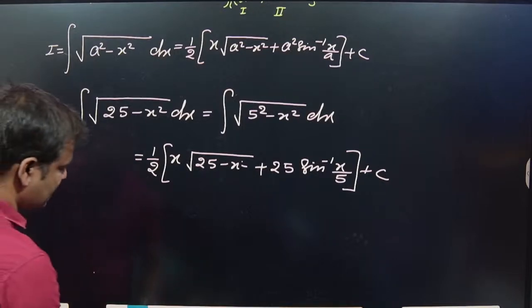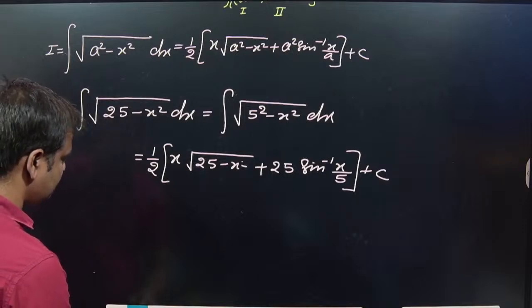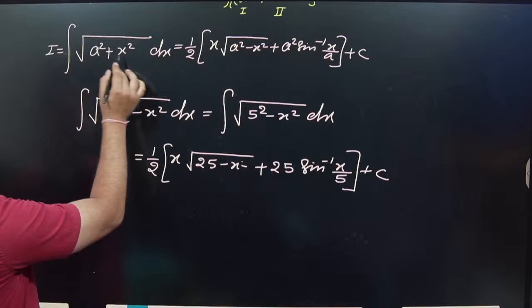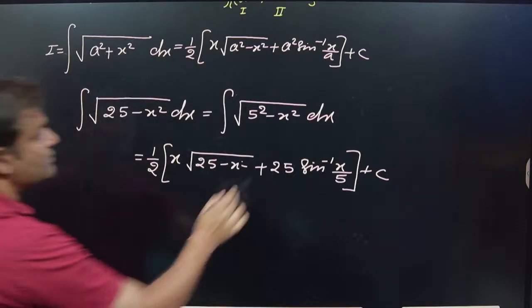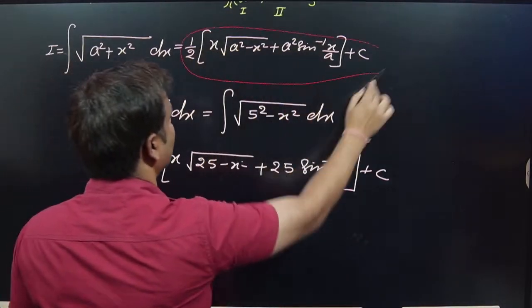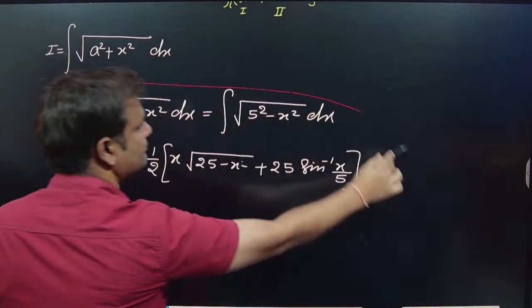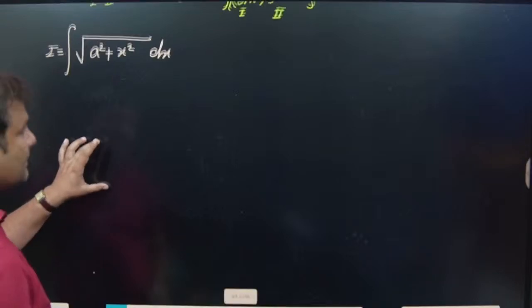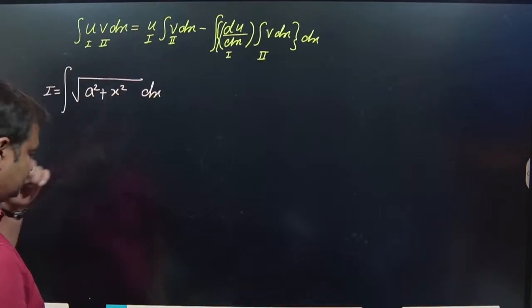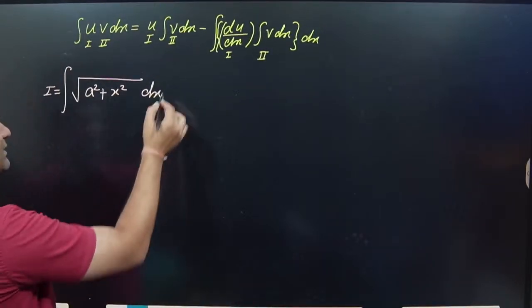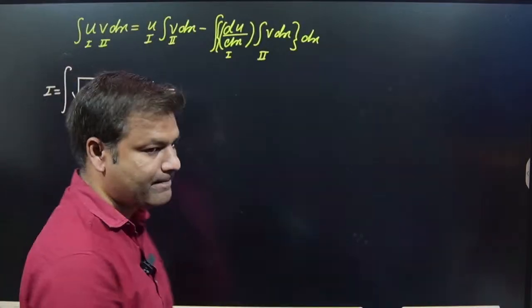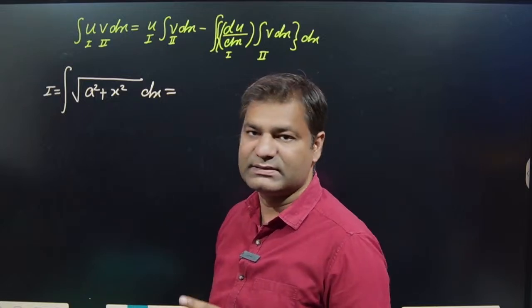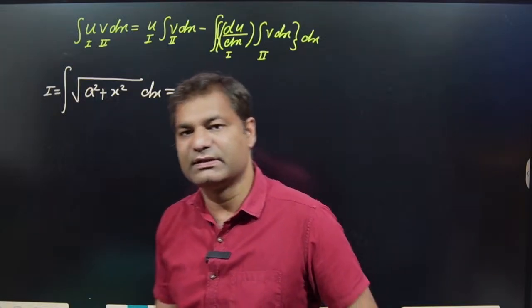Now, if the integration of under root a square plus x square dx is given, then how can we solve it? How can we generate a new formula? Look here. First of all, focus on the proof, and after that, memorize. Here, the integration of under root a square plus x square dx is given.